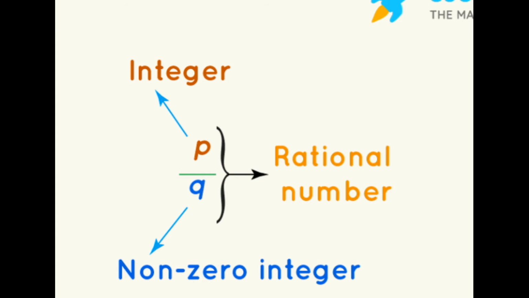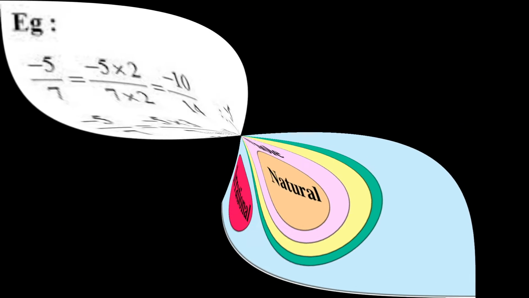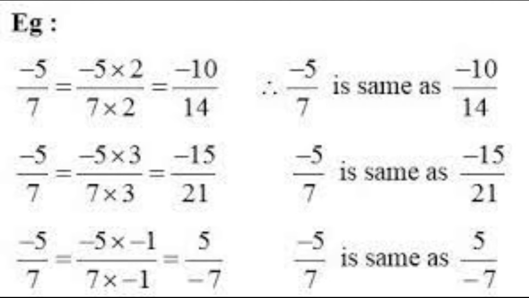Now, I'll give you some examples of rational numbers, just to make the concept more clear. Some rational numbers are 1 by 2, 0.75, 1, 2, etc. Now you might be thinking, why is 1 a rational number? Because 1 can be written as 1 by 1, which is a fraction, and q is not 0, so it is a rational number. I hope you understood the concept of rational numbers.